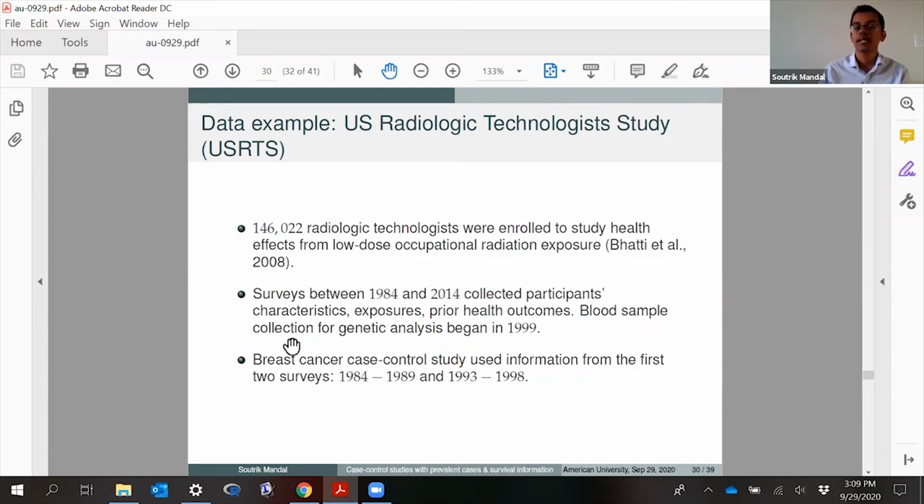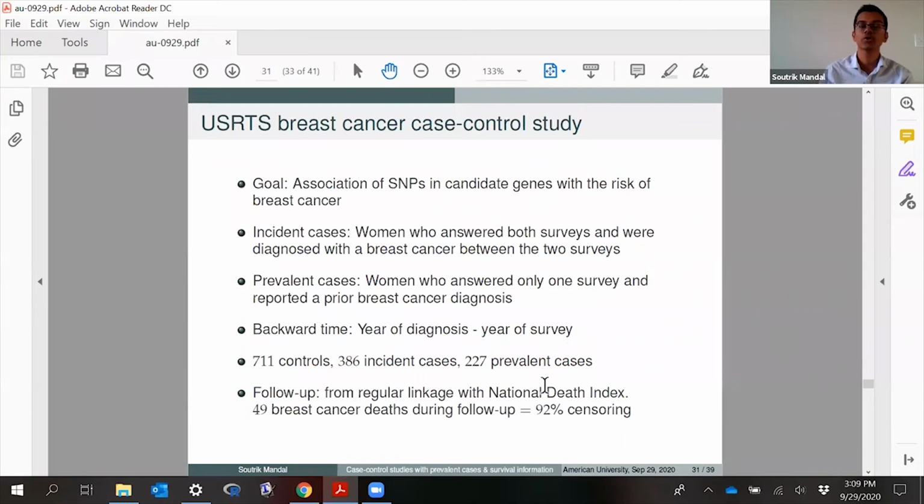Blood sample collection for the genetic analysis began in 1999. The breast cancer case control study used information from the first two surveys, the first one between 1984 and 89, and the second one between 1993 and 1998. So this is the part that we are going to focus on, the breast cancer case control study. So let's look at the details of the USRTS breast cancer study.